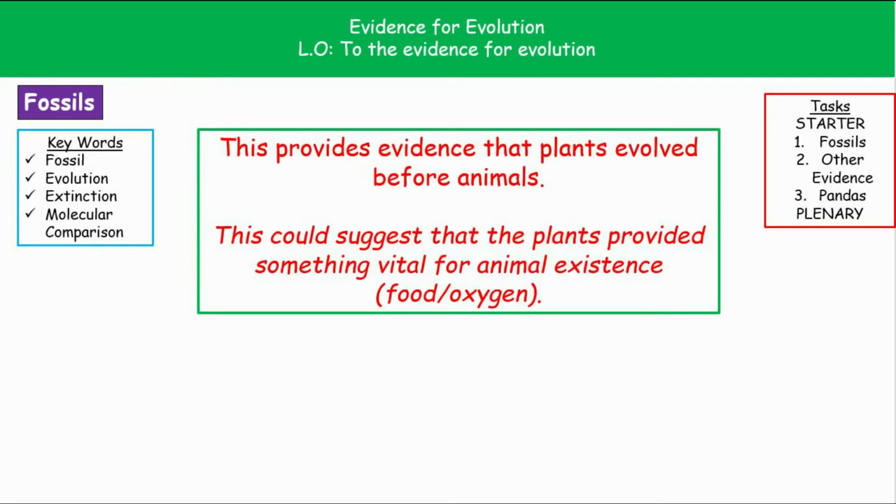Hopefully what we said here is that it gives us the evidence that plants evolved before animals, because if the plant fossils are found deeper underground, that means that they were there first, before animals came into existence. And this could suggest to us that the plants provided something that was vital for the existence of animals. That may have been food, it may have been oxygen. Obviously we wouldn't necessarily know that just by working out plants came first, but it would go on to inform what we could then start to investigate.